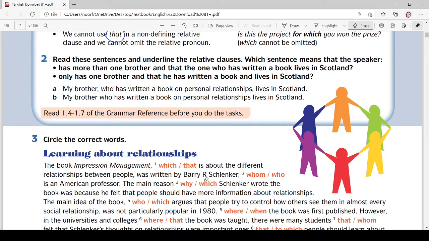Okay. Sentence A ni, dia kata, sentence A ni adalah yang number 2 tu. Only has one brother and that he has written a book and lives in Scotland. Ni. My brother, who has written a book on personal relationships, lives in Scotland. Dia ada satu je abang. Dia cakap pasal abang dia. My brother. Okay, kalau yang ni adalah untuk sentence B. My brother who has written a book on personal relationships lives in Scotland. Abang dia ada ramai tapi abang dia yang tulis pasal buku on personal relationships ni lives in Scotland. Okay. Dia ada beza lah sebenarnya. Tapi maybe a bit confusing.